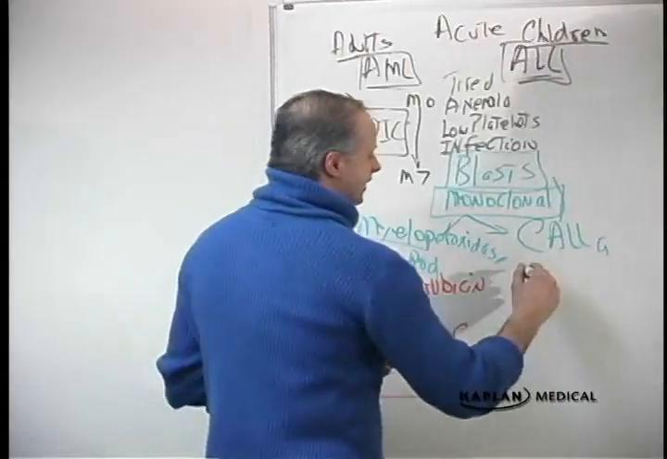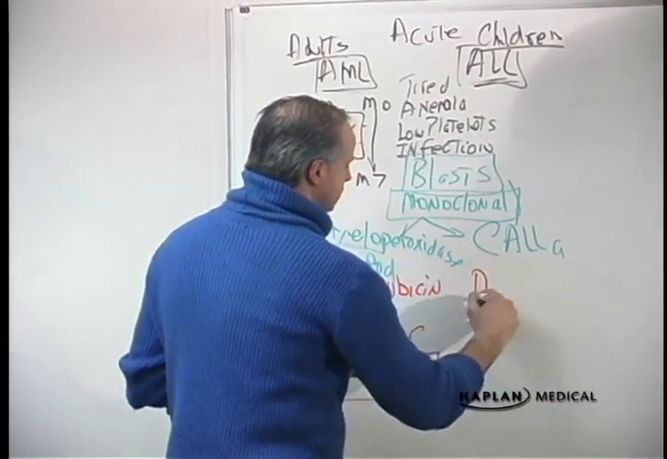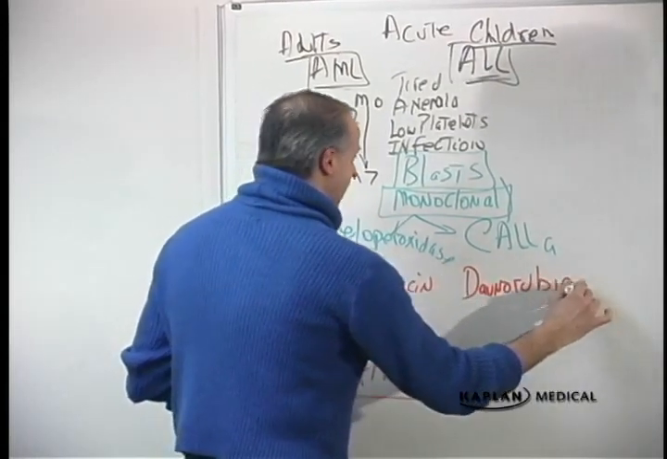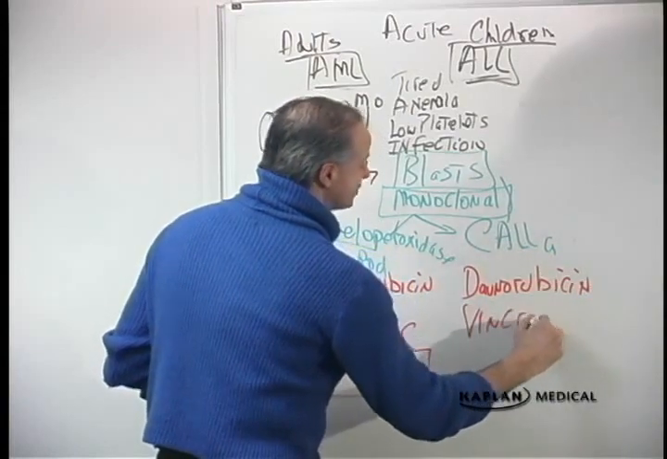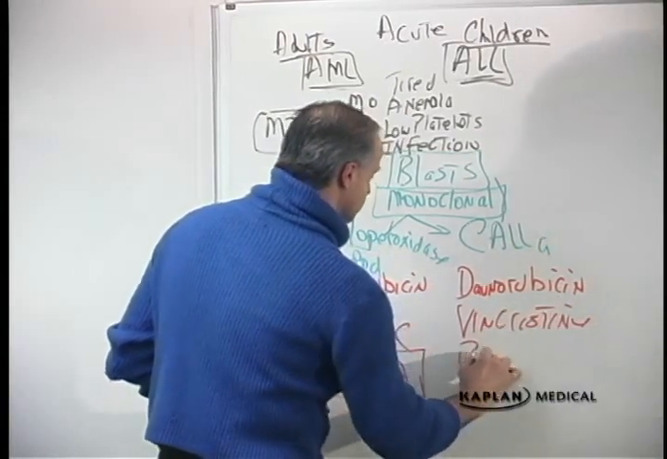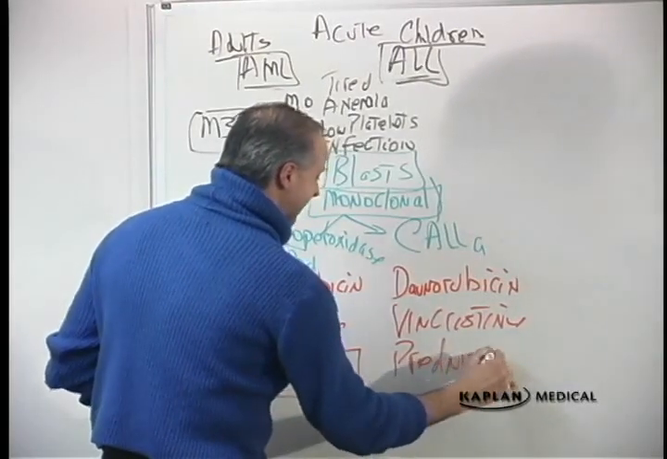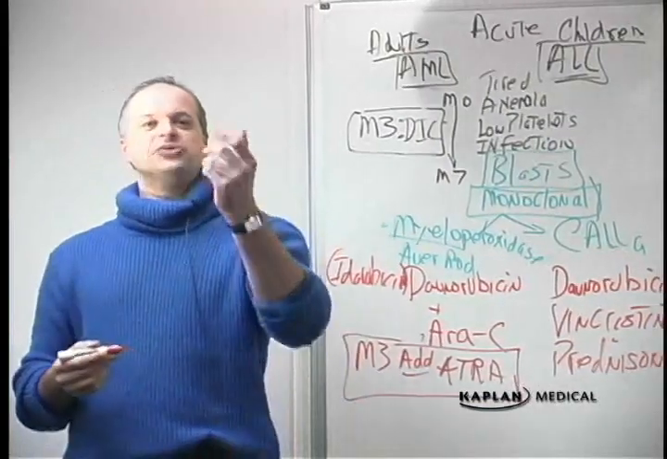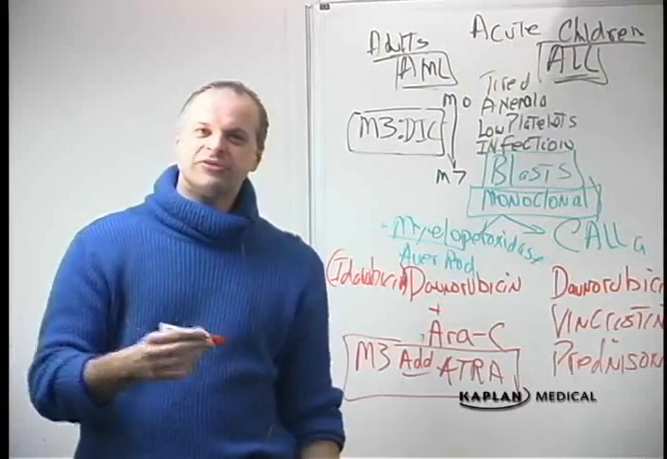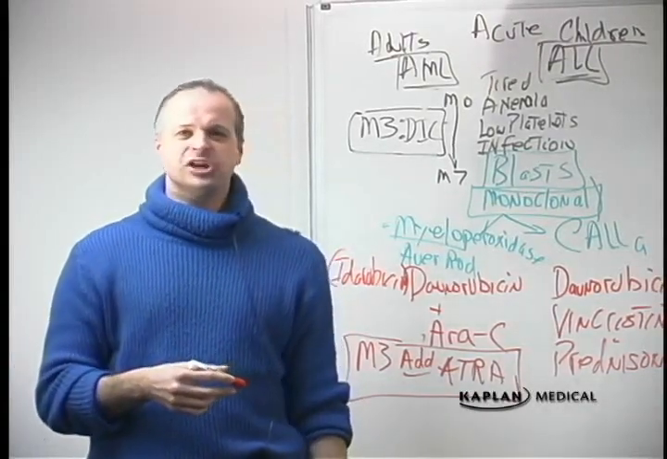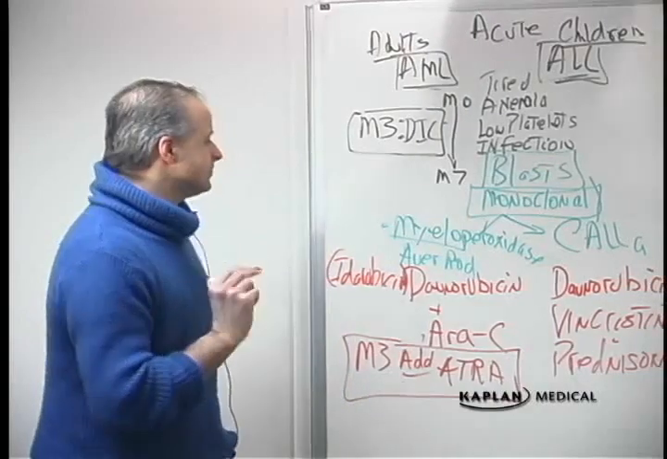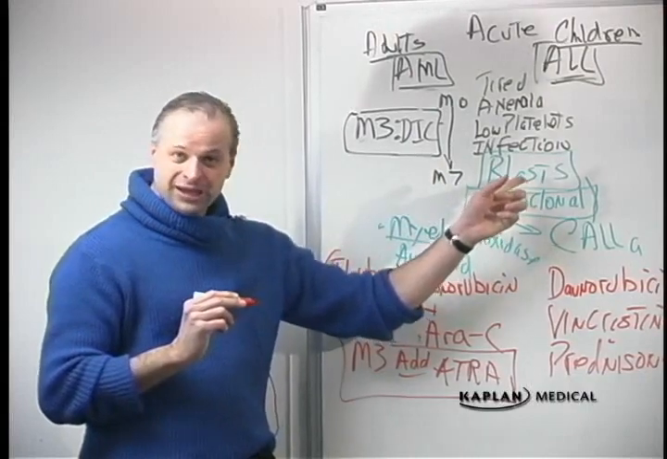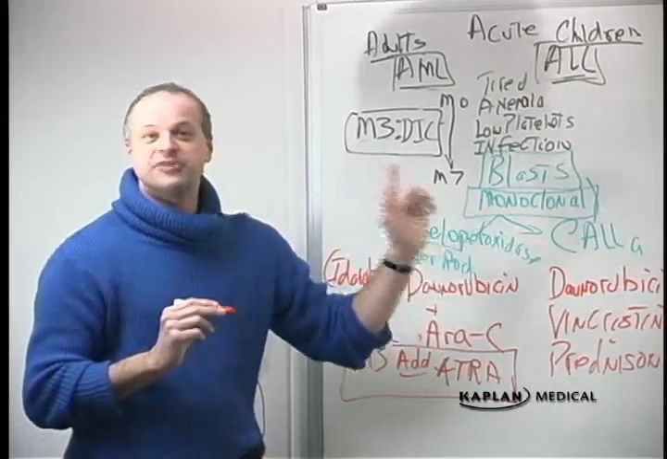Now, ALL is also managed with a combination of daunorubicin, vincristine, and this you don't have to know in order to pass. This is 90th percentile stuff. Prednisone, asparaginase. Now, you give the person chemotherapy and you knock them into remission. You give them chemotherapy and you remove enormous amounts of leukemic cells, and you finally get them down to where they're in remission. Remission means I can no longer see blasts in the blood, and I can no longer see blasts on the smear of the marrow.